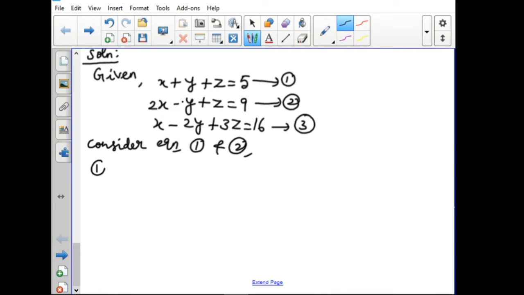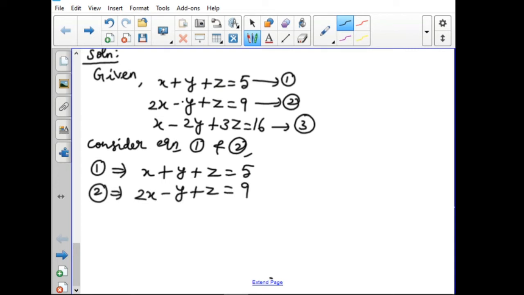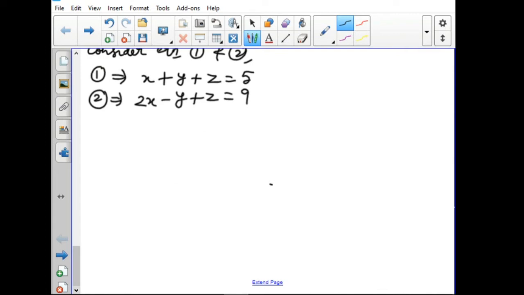Take equation 1: x plus y plus z equal to 5. Next equation 2: 2x minus y plus z equal to 9. Here the coefficient of z is also the same, but y has positive and negative signs while z is positive in both. We can simplify easily through y only. So I am going to add equations 1 and 2.